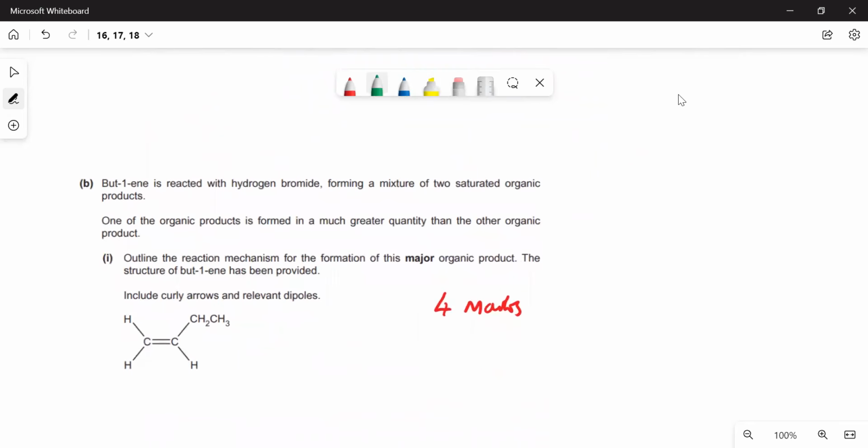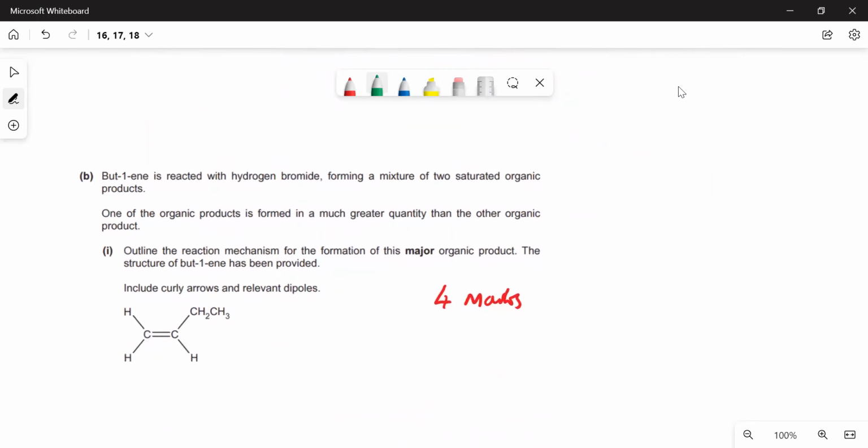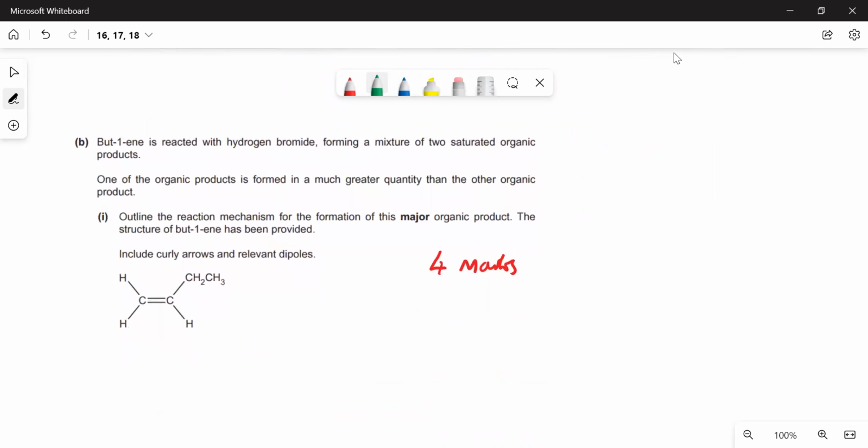Okay, but-1-ene is reacted with hydrogen bromide. This is a mechanism forming a mixture of two saturated organic compounds, to get rid of the double bond. One of the organic products is found in much greater quantity. Outline the mechanism for the formation of the major organic compound.